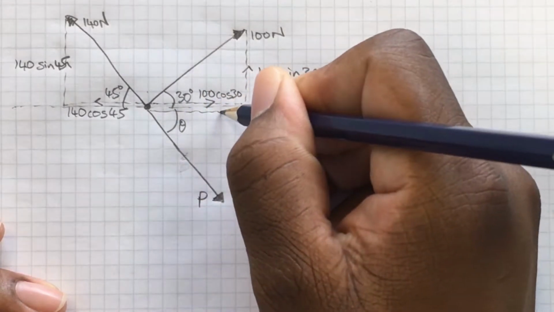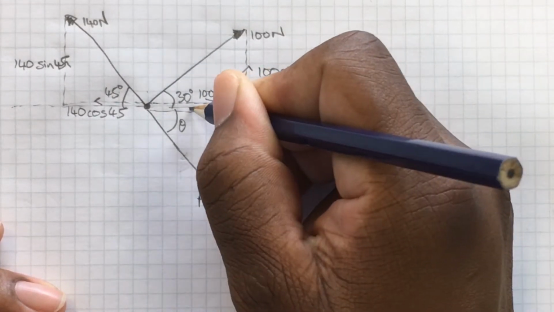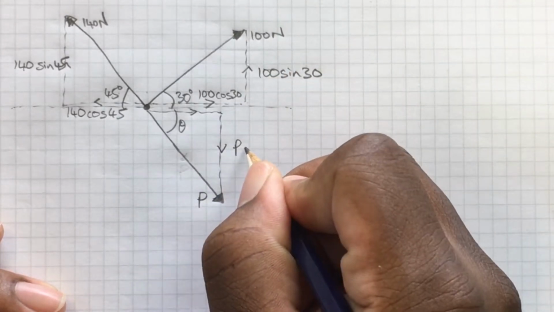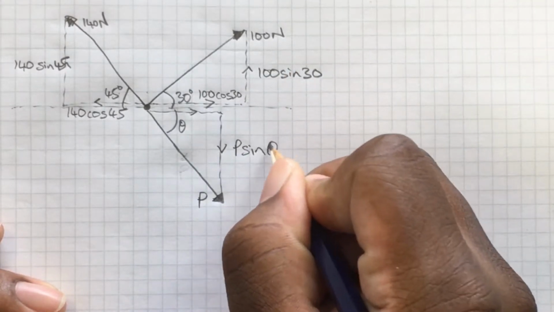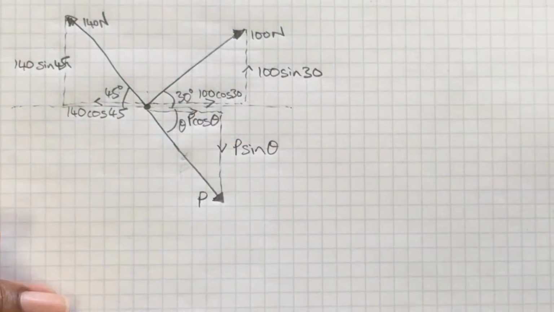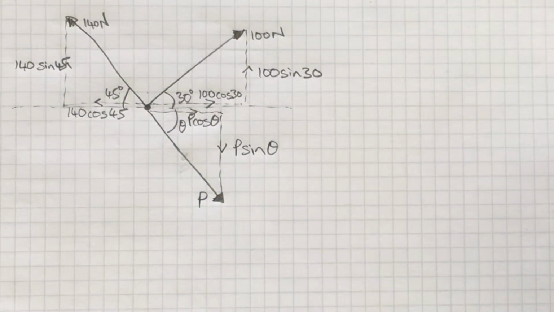On this third force, we have an unknown angle. That's fine, we can still label these. So for the opposite, it's p sine theta, also an unknown force, and p cosine theta. All right, we'll do some problem solving with these to find what these missing values are.